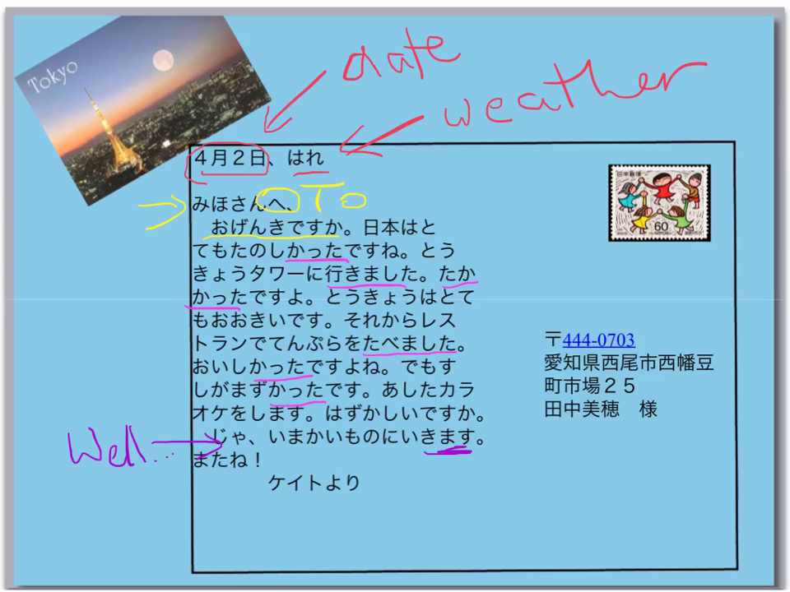At the very bottom, you've got this matane. Matane is short for ja mata ashita, which you had last year. Mata ashita means see you tomorrow. Matane is the short form, and because you're writing to a friend, is appropriate for this occasion. Matane, see you.